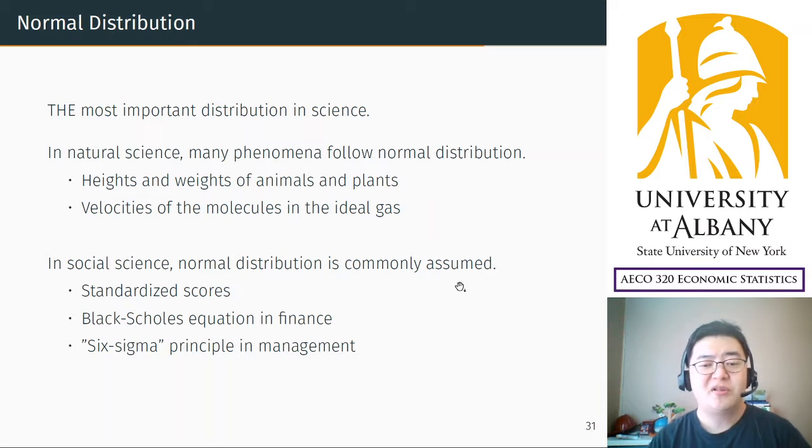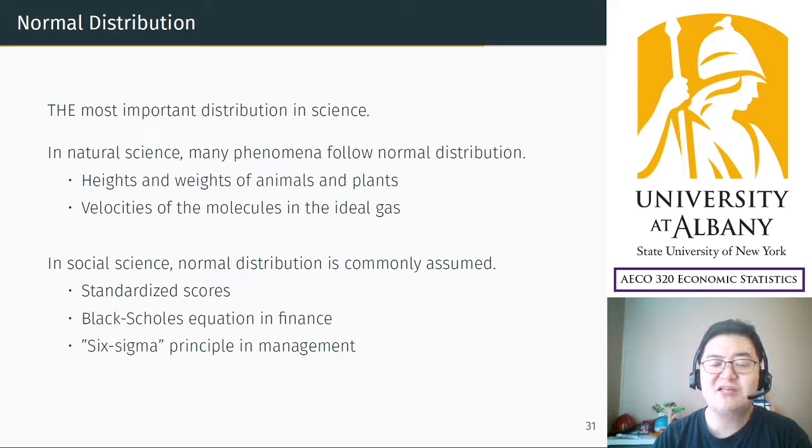Anyhow, normal distribution is so common, important, and widely used, but I did not mention anything about statistics here. Needless to say, statistics uses the normal distribution heavily. You are going to see that in the following semester and the remainder of the semester. You will see how we use normal distribution in statistical inference.